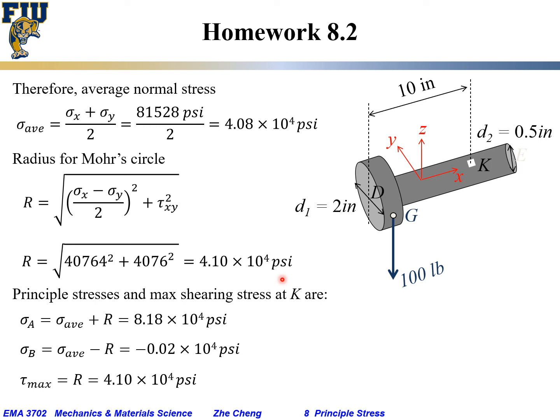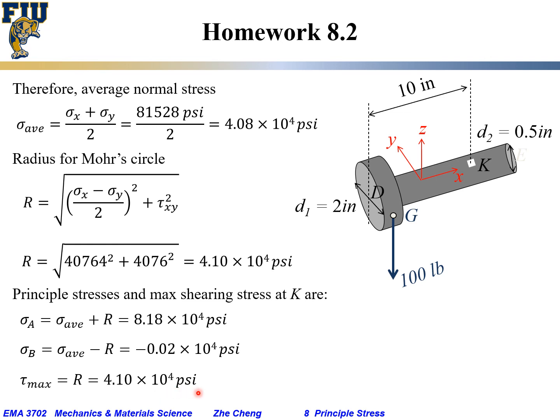So that's the radius, and then the principal stresses would be: the maximum is average plus radius, which comes up to be 8.18 times 10 to the power of 4 psi. The minimum normal would be average minus radius, which comes up to be minus 0.02 times 10 to the power of 4 psi, very close to 0. And the maximum shearing, because one is positive and one is negative, the maximum shearing in 3 dimensions would just be the radius of this circle, which is 4.10 times 10 to the power of 4 psi.